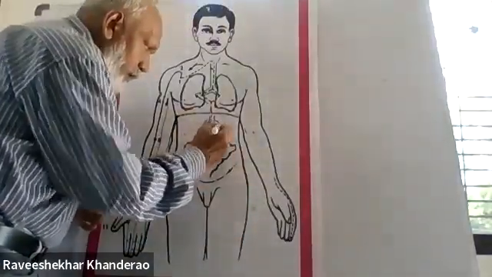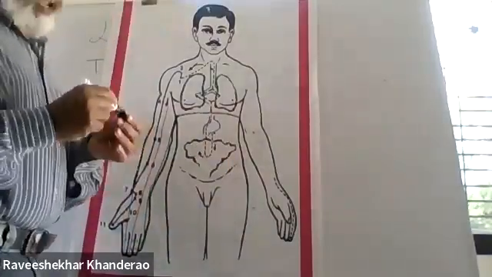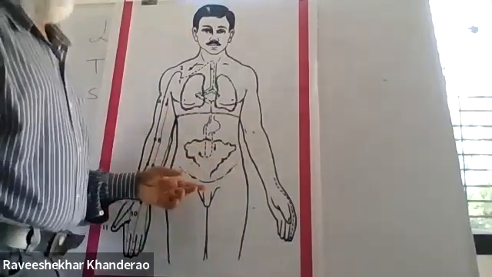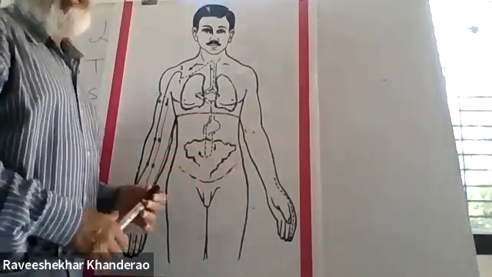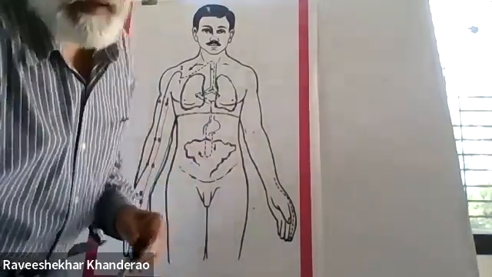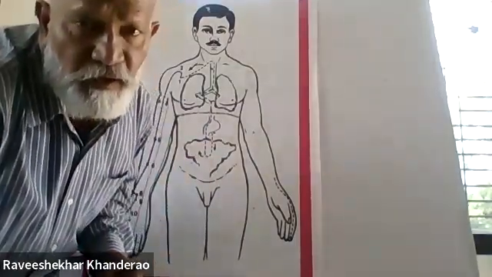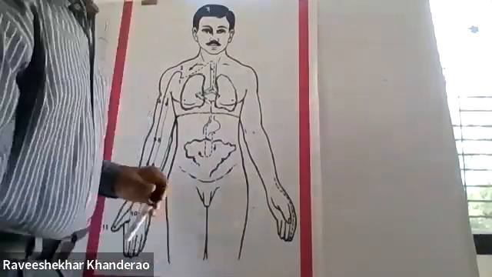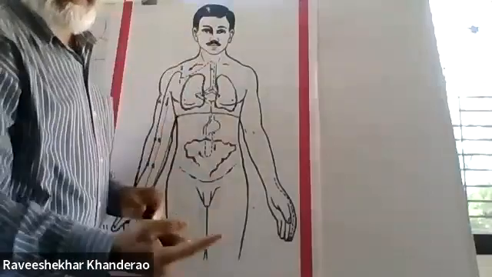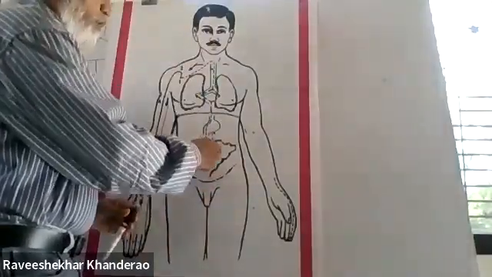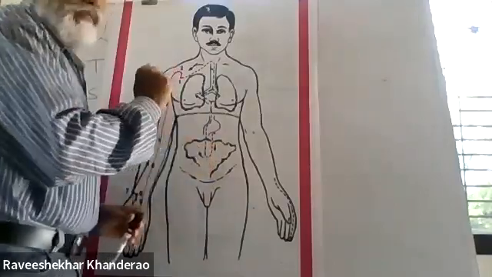From here it starts and it goes down to the large intestine meridian. Why does it go to the large intestine meridian? Why should it connect to the large intestine meridian? Because it is the coupled organ of the lung meridian. Coupled organ. So that is why it has to go and connect. This is the internal part. It has to go and connect the large intestine meridian.